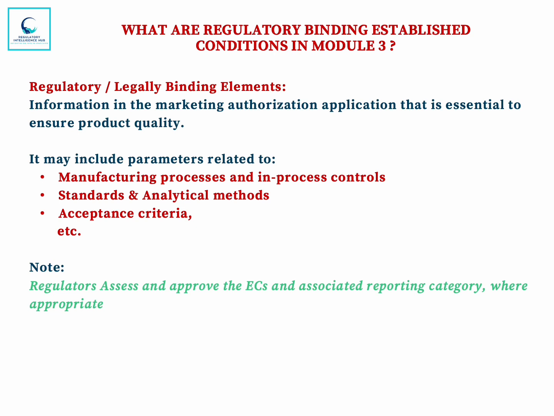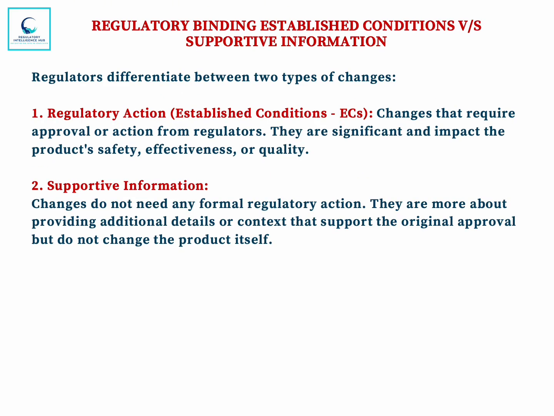Health authorities assess and approve these conditions during application review. Once approved, any modification may require regulatory reporting depending on the associated reporting category. Think of an EC as a regulatory contract between the company and the health authority regarding the product quality.